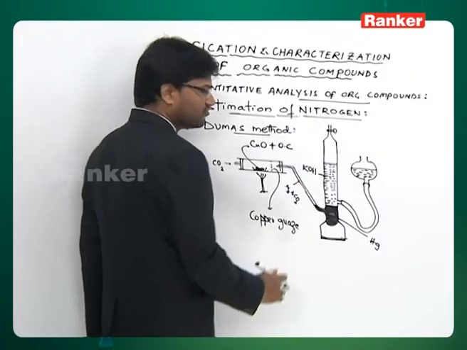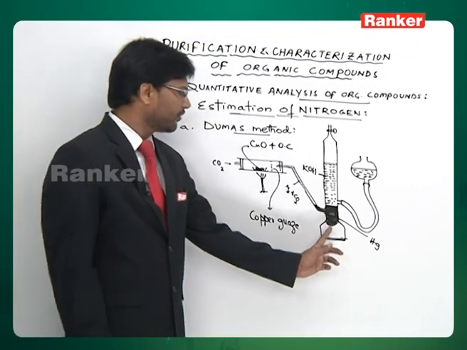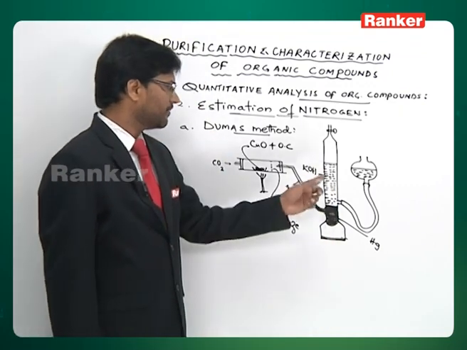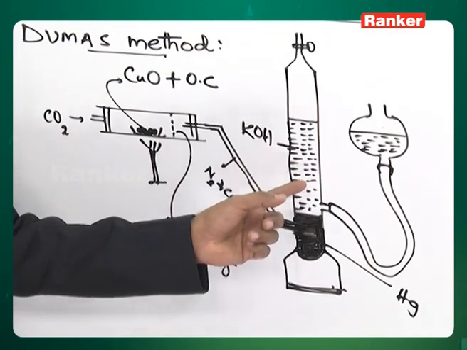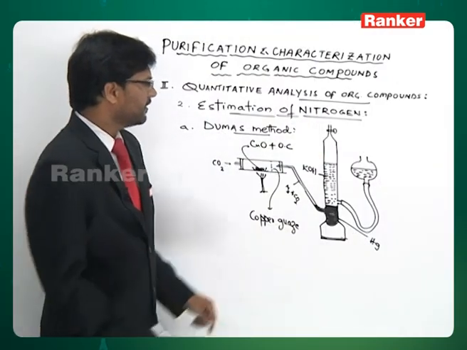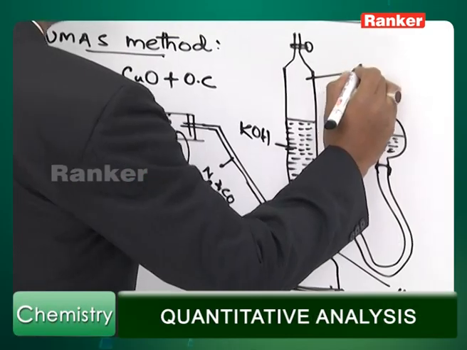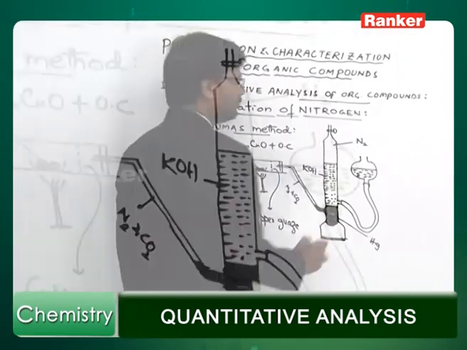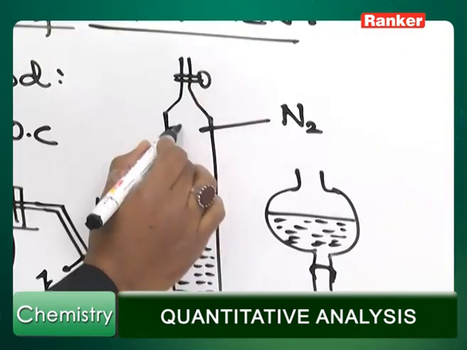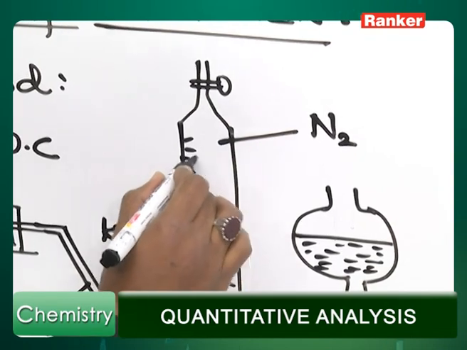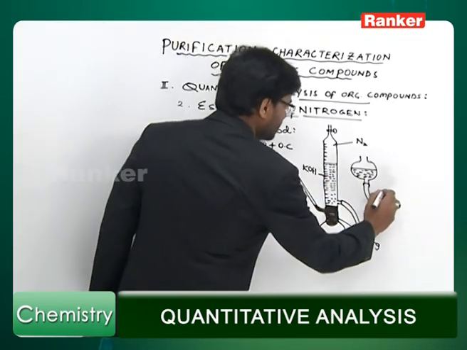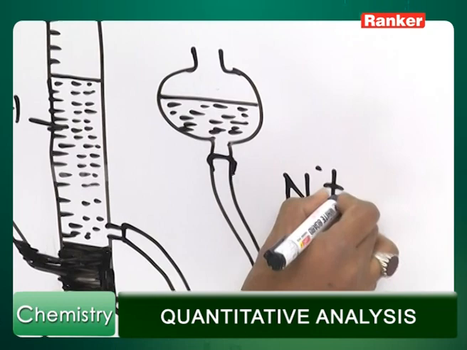So, when the gas mixture containing N2 and CO2 rises above, all the carbon dioxide will get absorbed in the KOH. So, what reaches here is N2 gas. This is a graduated tube. This setup is called as nitrometer.